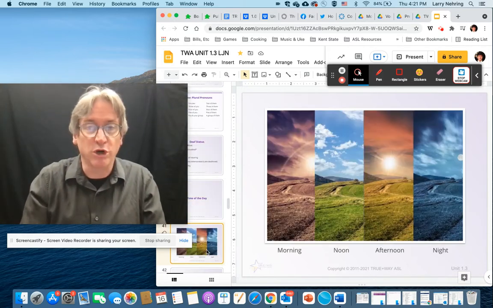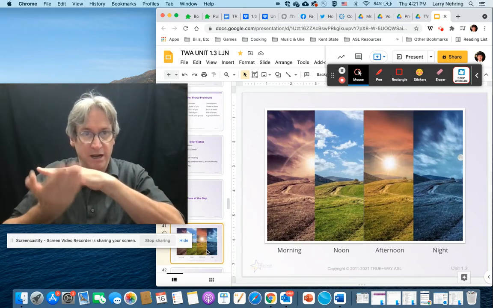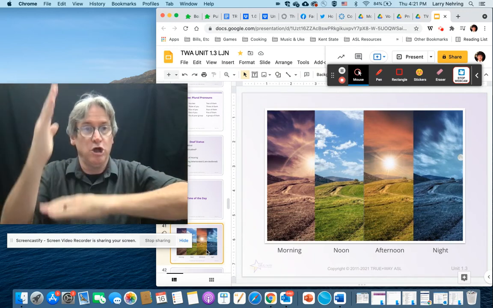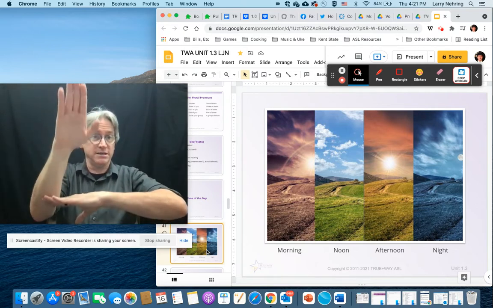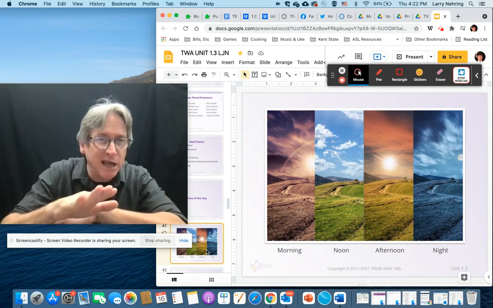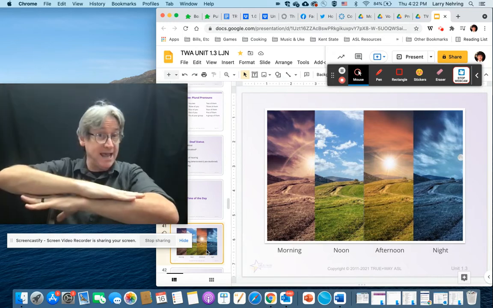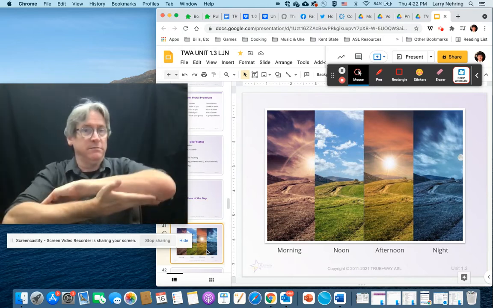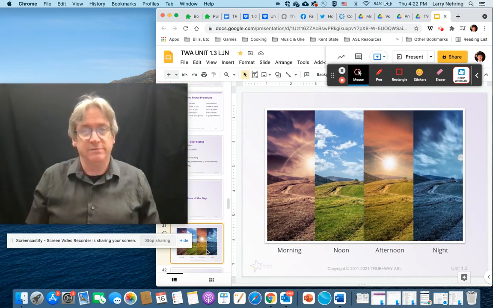Time of day. What we're going to do is sign where the sun is in the sky. In the morning, the sun is coming up over the horizon. So here's the horizon, the passive hand: morning, noon, directly above, afternoon, starting to descend, and night. You'll also see variations, like evening. You've seen me sign "all day," that whole sweep from sunrise to sunset, and "all night," from sunset to sunrise. So we're picturing where the sun is.